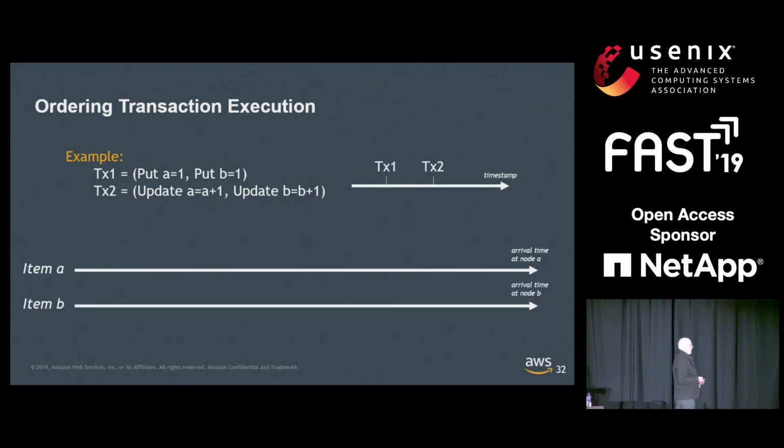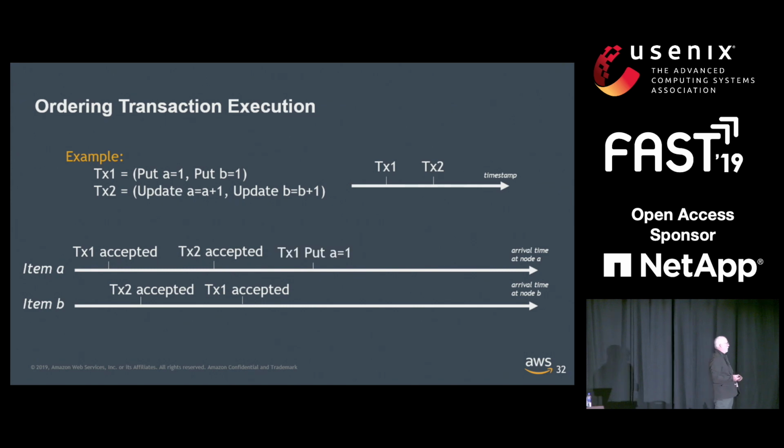So if we look at the timeline again, we can accept both of them. If the updates arrive in the right order at node A, we're in good shape. But what happens now at node B if they arrive out of order? We get this update for transaction T2 that says increment B by 1, but we don't know what the value of B should be at that point in time. We do know that there's a pending transaction that we've accepted that has an earlier timestamp that's going to change this value, but we don't know what it's going to change it to yet.